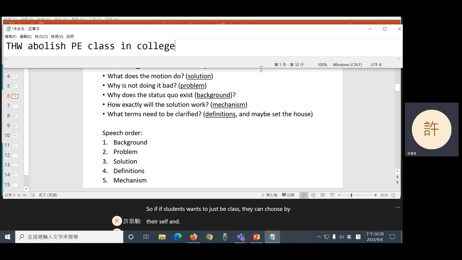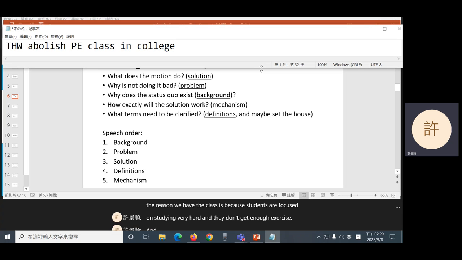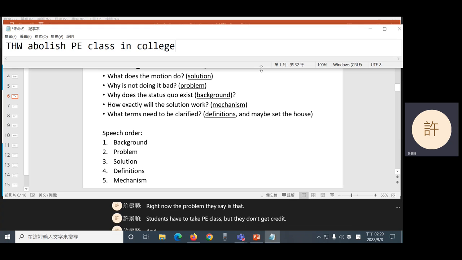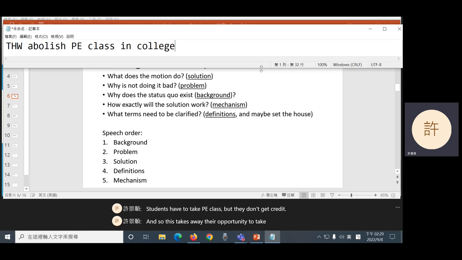So let's take a look at this group's answer. They think that the reason we have PE class is because students are focused on studying very hard and they don't get enough exercise. And so the school, this is something that maybe you forgot to say, in order to encourage exercise, the school forces students to take PE class. Right? Now, the problem, they say, is that students have to take PE class, but they don't get credit. And so this takes away their opportunity to take other courses for credit.